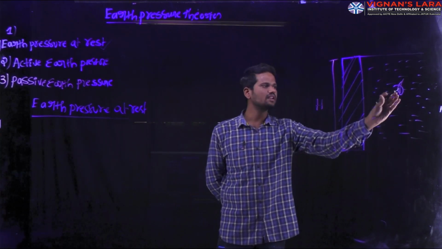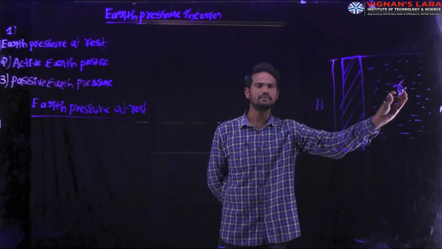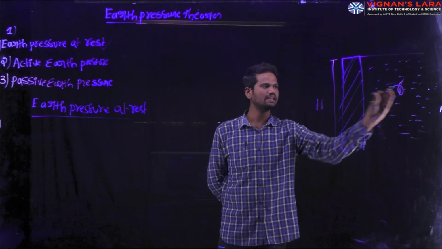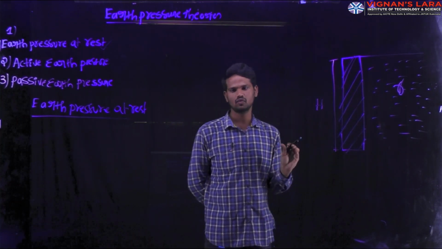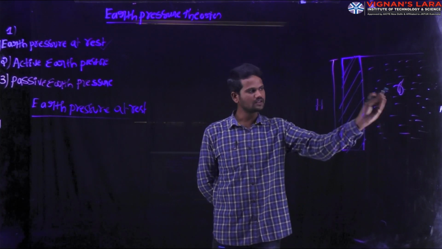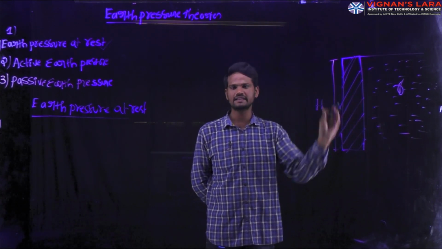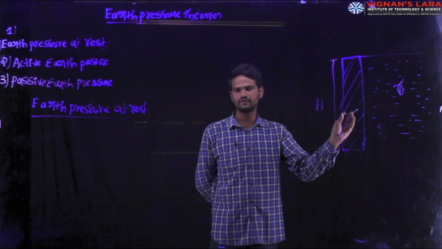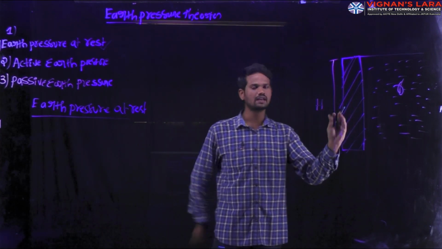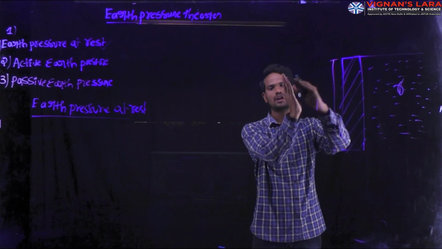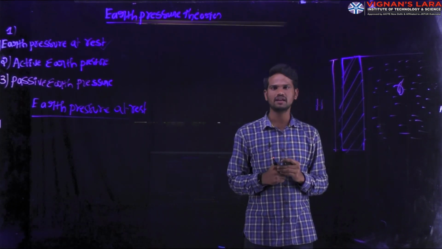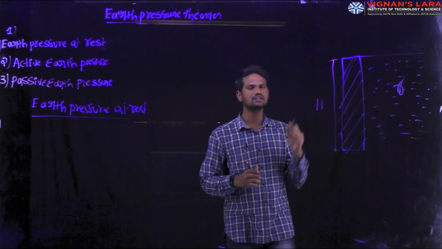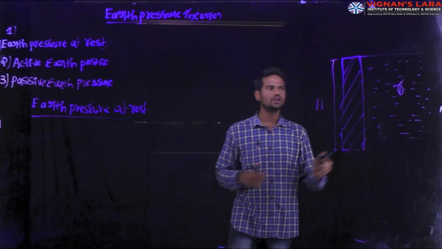Okay, if you observe here, in the earth pressure at rest condition, the pressure available here creates some pressure on the wall. The pressure the wall creates resists that soil pressure in a rest condition. Whereas in active earth pressure, the wall may move away from the backfill. In those conditions, we name it active earth pressure.